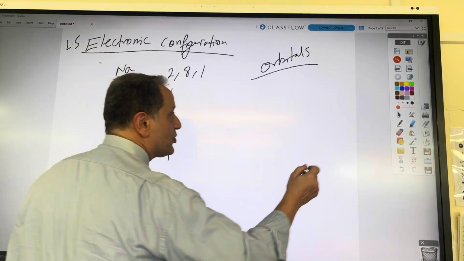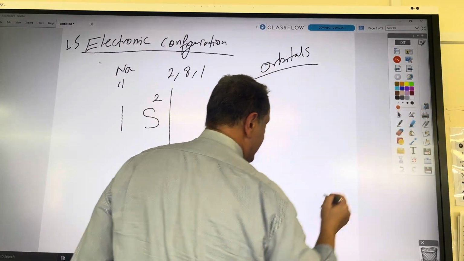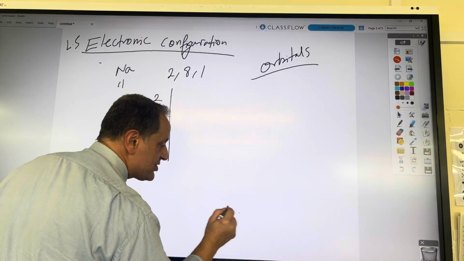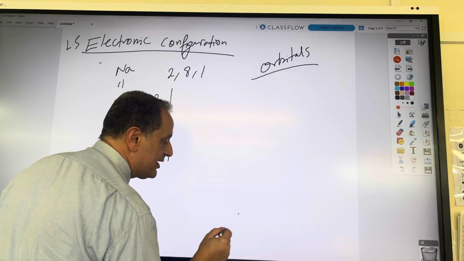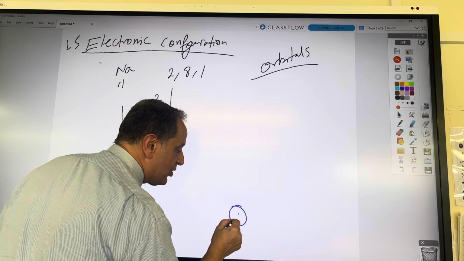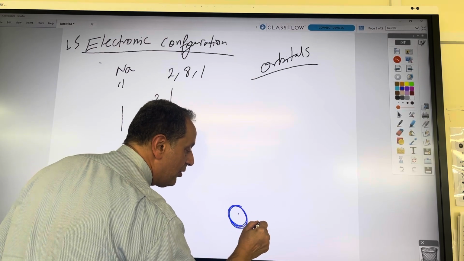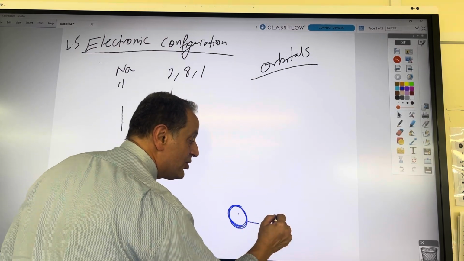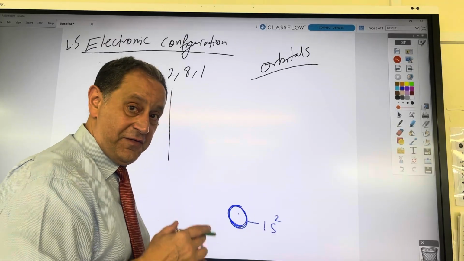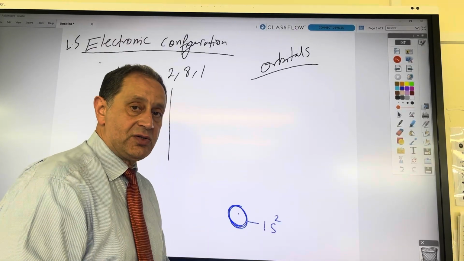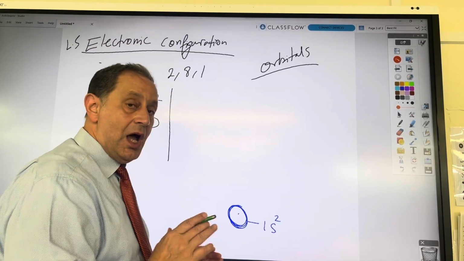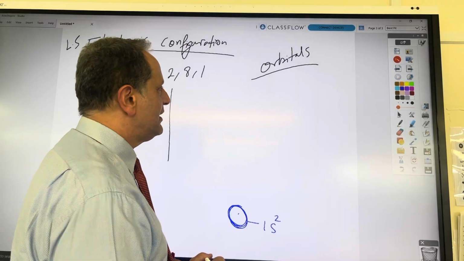So if I draw something with a different color, it just occurred to me, maybe it would be beneficial. So there's your nucleus. And there is your s orbital. There is your 1s2 orbital. First shell, s orbital, 2 electrons in it. Done.